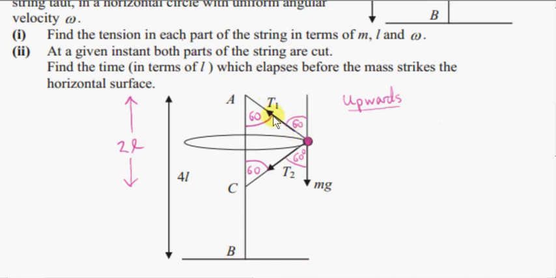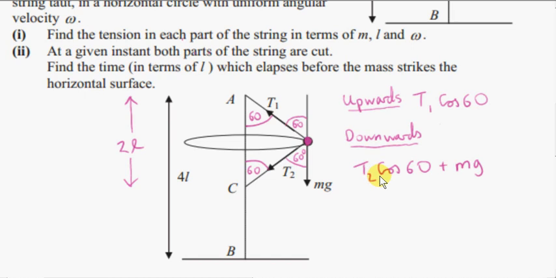Let's look at the vertical component of T1. Well, that's just the magnitude of this vector T1 times the cos of 60. We have a pair of Z angles here. Now what about downwards vertical components? Well, these two vectors have vertical components that are pointing downwards. So we have T2 cos 60 plus mg. So the sum of the magnitude of the downwards components must equal the sum of the magnitude of the upward components. So we equate T1 cos 60 with T2 cos 60 plus mg, and I've rearranged it like this.